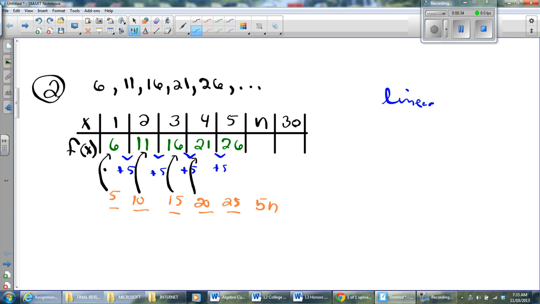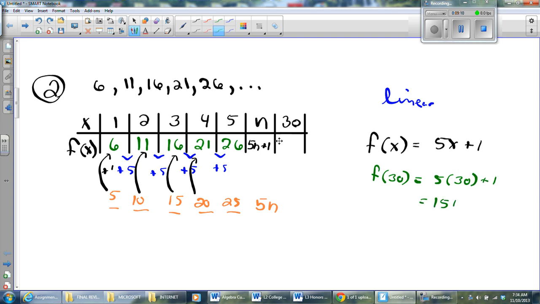So my answer for n is going to be 5n plus 1. Now it won't always be plus 1, it just happened to be a coincidence there. In fact, I'm going to show you one that's not plus 1 in just a second. I come over here for my equation, f of x is going to equal 5 times x plus 1. I substitute in 30. I get 5 times 30 plus 1, which should be 151. And there you go.